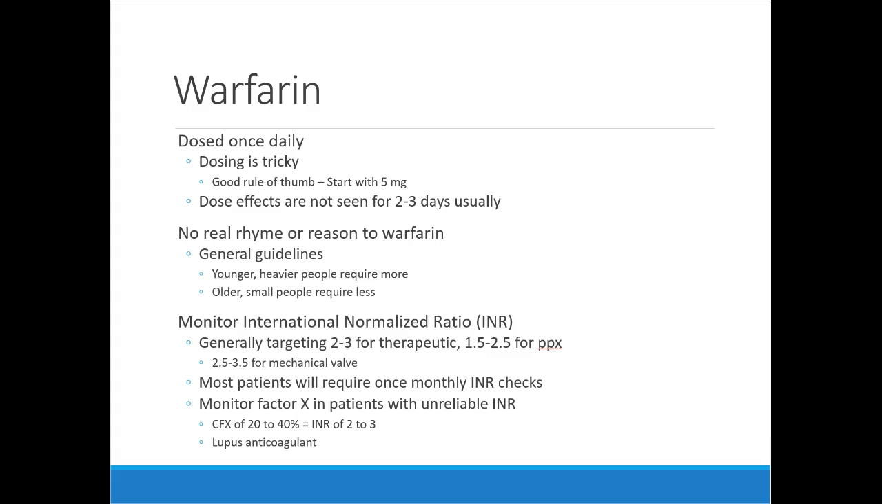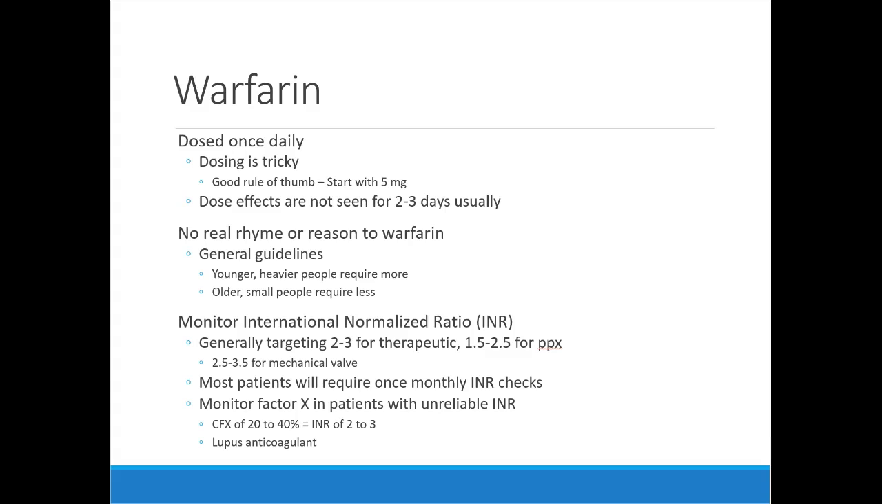All right, so warfarin dosing is a little tricky. It's once daily dosed. I do want to spend a little bit of time on this in case you end up doing it, but the good rule of thumb, I think, for most patients, is start with 5 milligrams and titrate the dose based on that. It's not uncommon for patients to be on a really wide range of doses. Some patients may be on like 1 milligram a day. Other patients may take 10 milligrams a day. Generally, younger, larger patients are going to need more warfarin, but that's not always true.